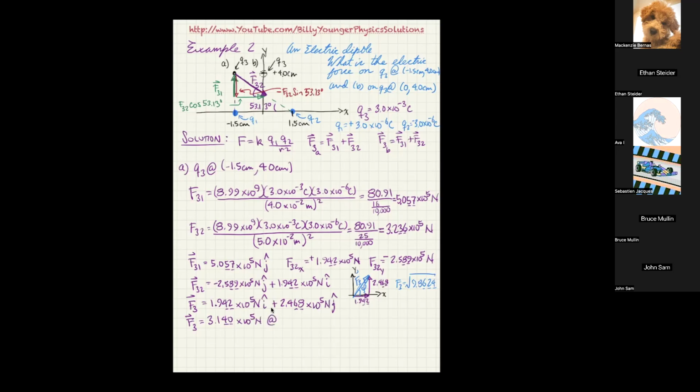And now I'm going to take the inverse tangent, which I'll write in blue over here. I'll say tangent of phi is equal to the tangent inverse of 2.468. Remember, it's times 10 to the 5th, but that's going to cancel out the top and bottom, and 1.942. Again, I've got extra sig figs there. I'm only supposed to have 2 sig figs. So I'm going to take the inverse tangent of 2.468 divided by 1.942, close parentheses, I get 51.8 degrees.